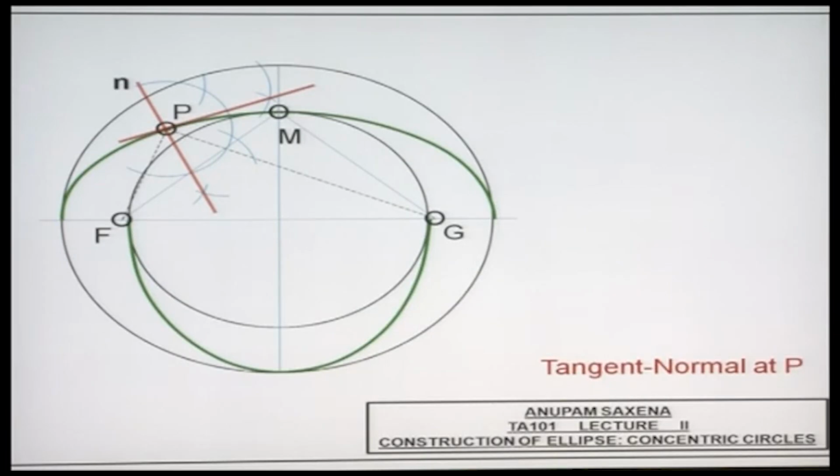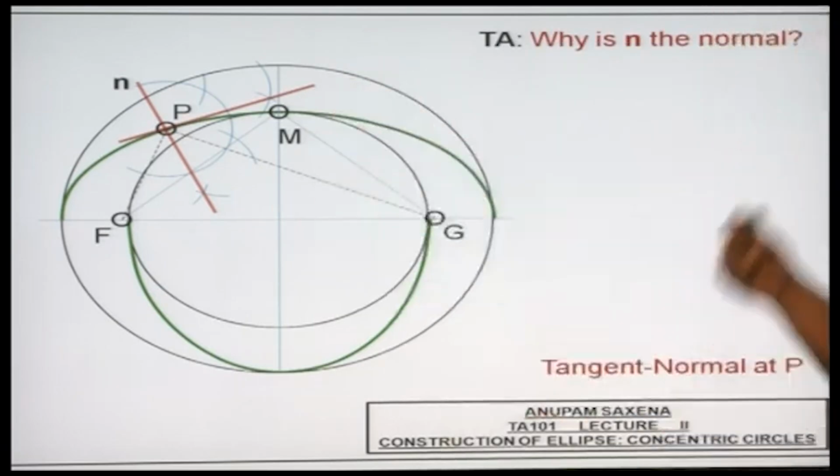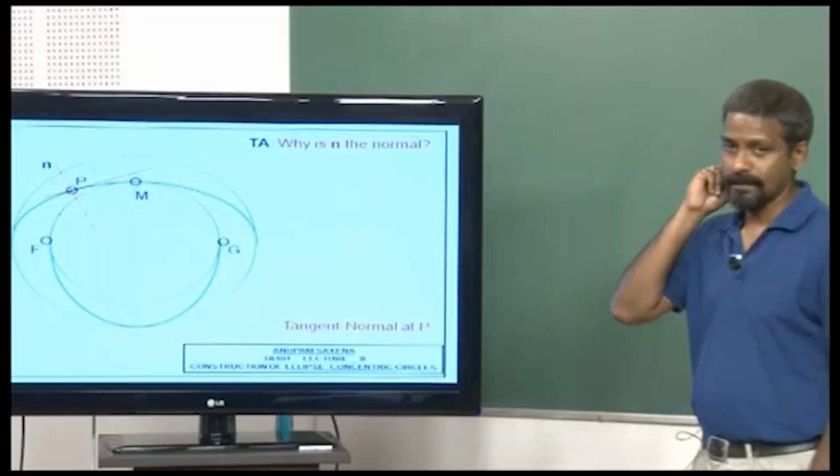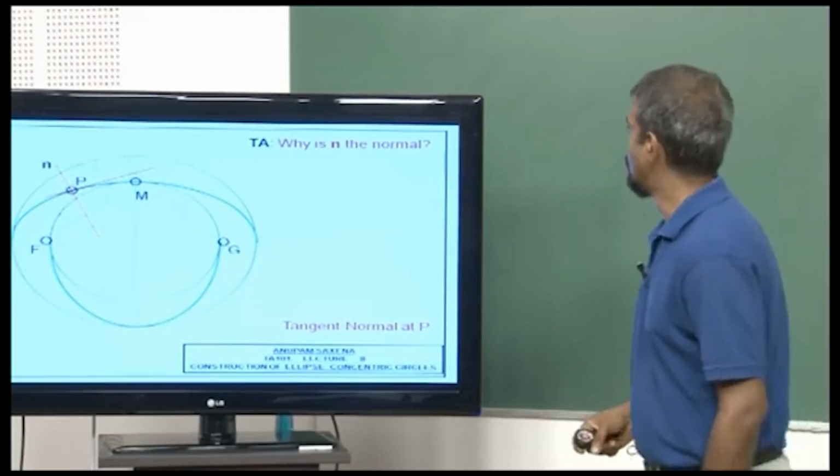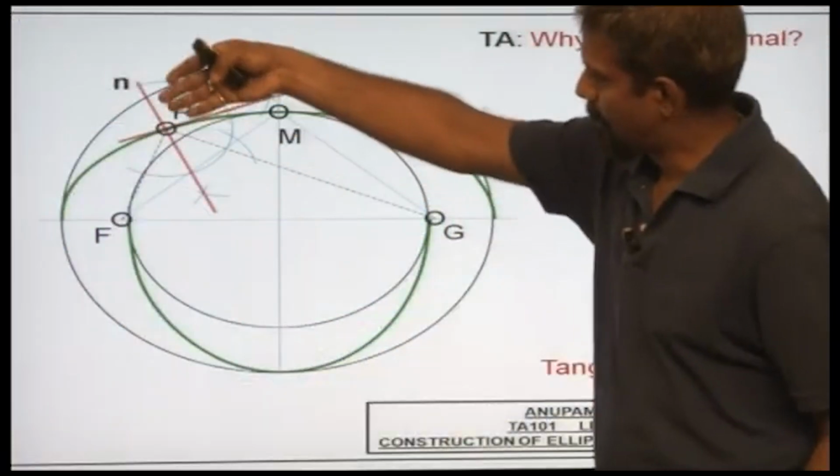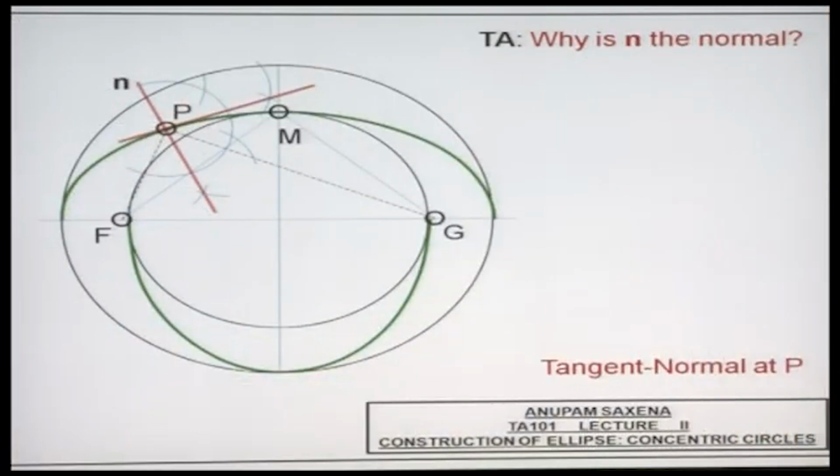Normal to the ellipse n and tangent to the ellipse. Now think and analyze TA. Why is the n, this line segment, normal to the ellipse?